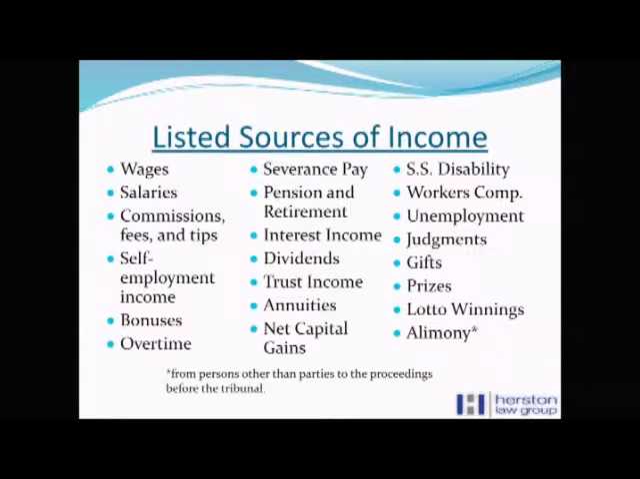And finally, the right column, you're going to see things like Social Security disability, retirement benefits, workers' compensation benefits, those sort of things. But you'll also see some positive sources like gifts and prizes, or some of those really rare things like lotto winnings. And then finally, we have alimony. And if you'll note, I've put an asterisk beside alimony because it's alimony or maintenance received from persons other than parties to the proceedings or before the tribunal. So that sort of delineates what type of alimony we have in the list.